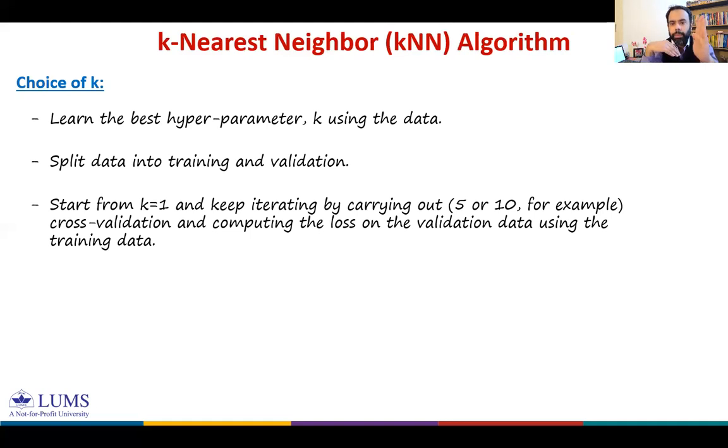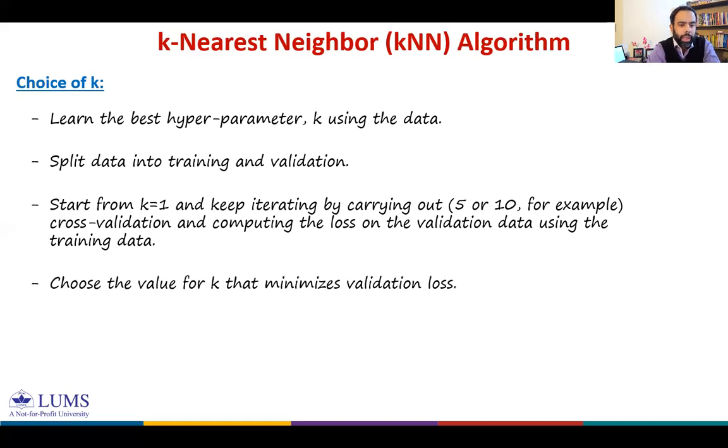So what do you expect? The validation loss versus k would decrease, and then it would start increasing. So you should choose the value of k where you get the minimum value of your loss on validation data. So we say that we choose the value of k that minimizes the validation loss. And finally, we note that k is the only hyperparameter for which we require learning in KNN.